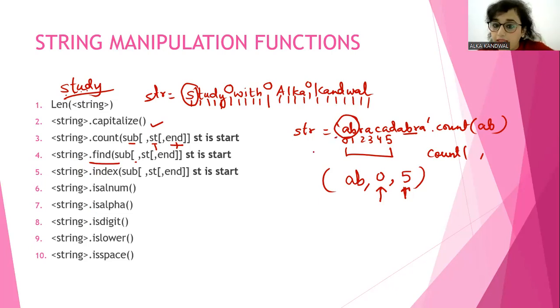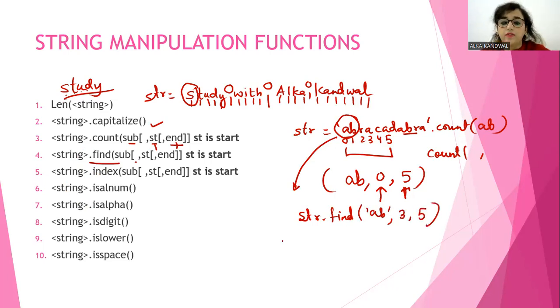For example, again in this abracadabra, if I say string dot find ab, or any character you can give, or a substring you can give, find ab, and if I say in between 3, 5, again in this I can give the range. अब 3 और 5 के बीच में तो कोई ab नहीं आ रहा है. अगर नहीं आ रहा है तो हमारा find क्या रिटर्न करेगा? -1. अगर पर्टिकुलर स्ट्रिंग find out नहीं हुआ तो वो रिटर्न करेगा -1.